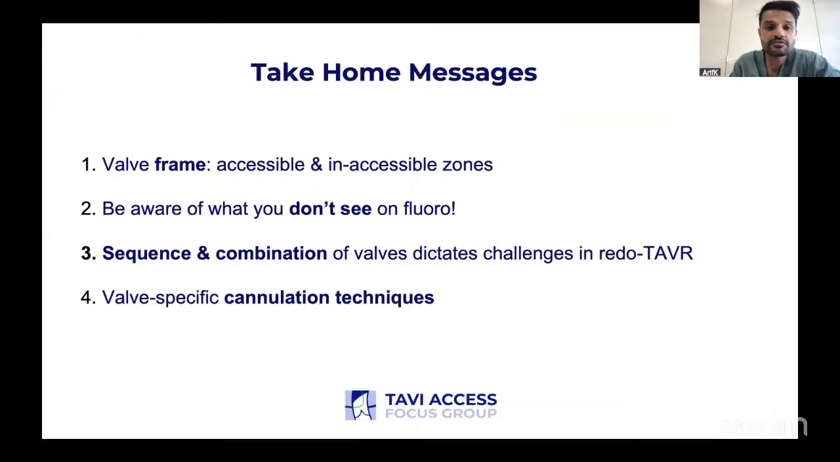So take-home messages from coronary access. Be aware of what you don't see on fluoro, and understand that when it comes to redo-TAVR, your combination will dictate your challenge. Is it leaflets being too high? Is it the frame cells? And then I think we really have to move towards developing valve-specific cannulation techniques. Of course, I appreciate that we have so many different valves in the market, so it's impossible. So really we need some systematic principles, let's say, for different valve designs.